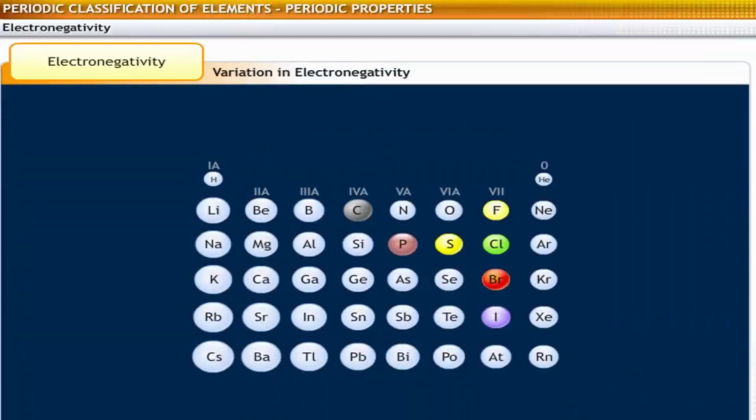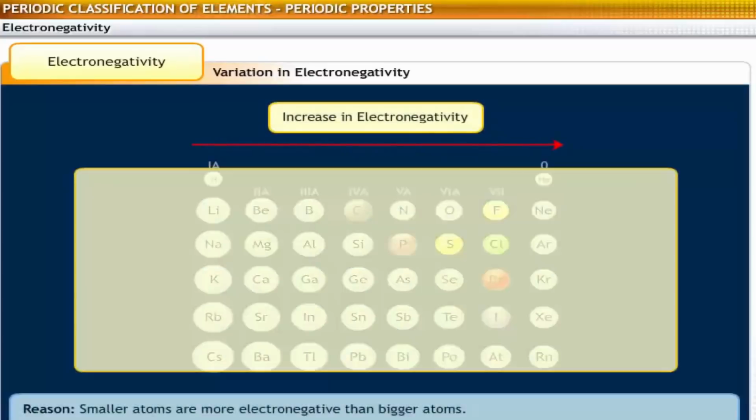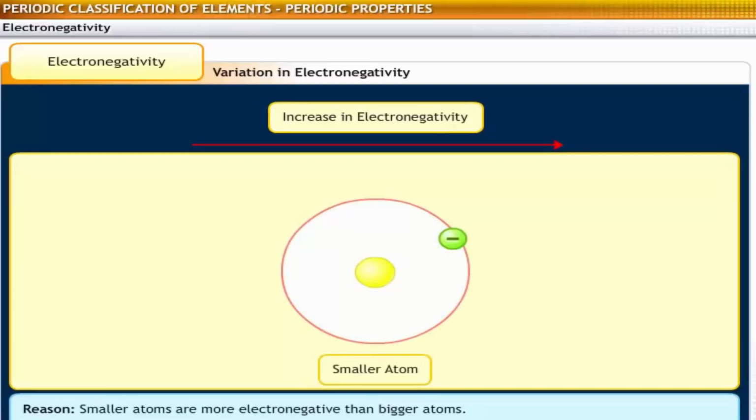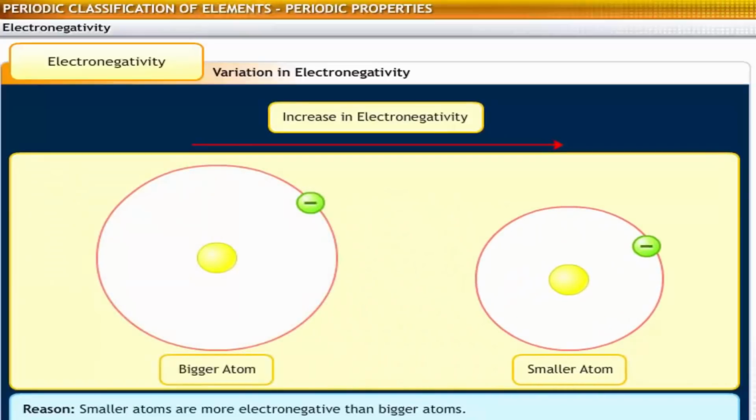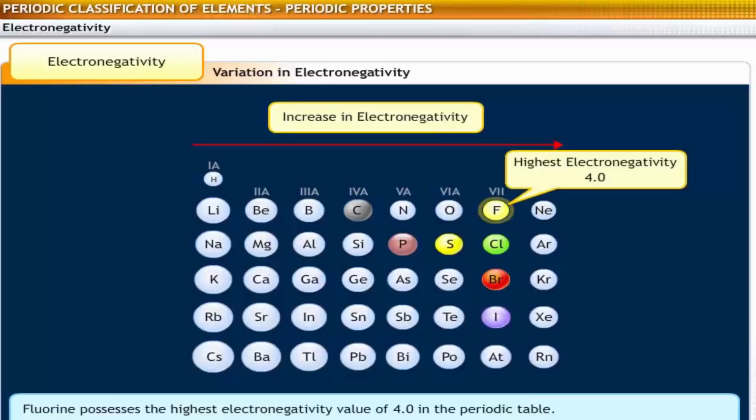Let's review the variation in electronegativity in the periodic table. Across a period, electronegativity increases from left to right, as smaller atoms are more electronegative than bigger atoms. In smaller atoms, the outer shell is very close to the nucleus, and hence the attraction between the nucleus and the electrons is stronger. In the periodic table, halogens have high values. Fluorine possesses the highest electronegativity value of 4.0 in the periodic table.